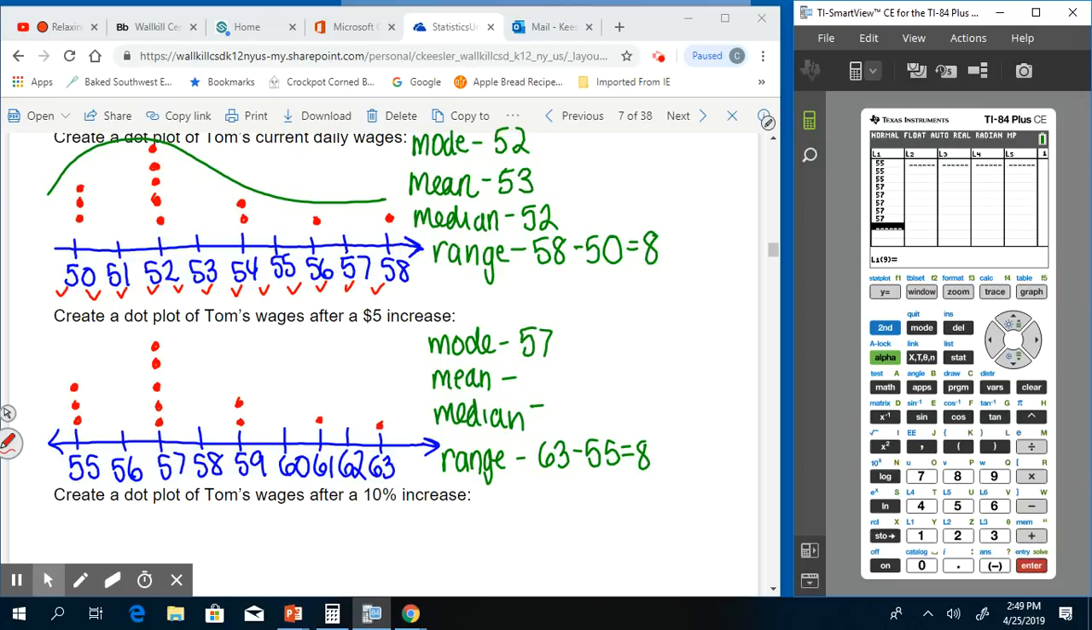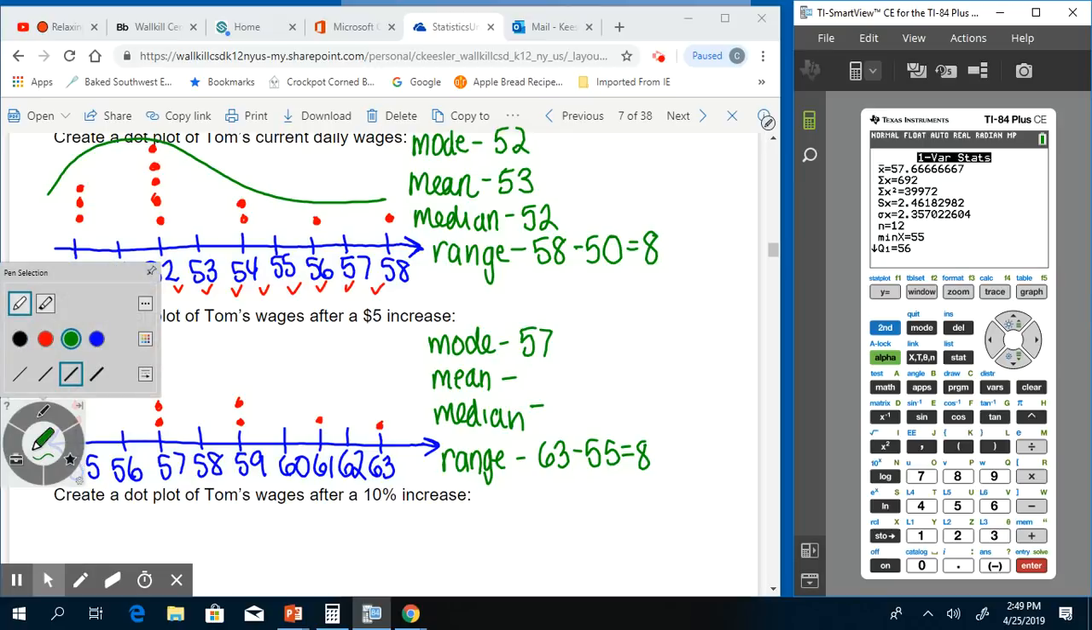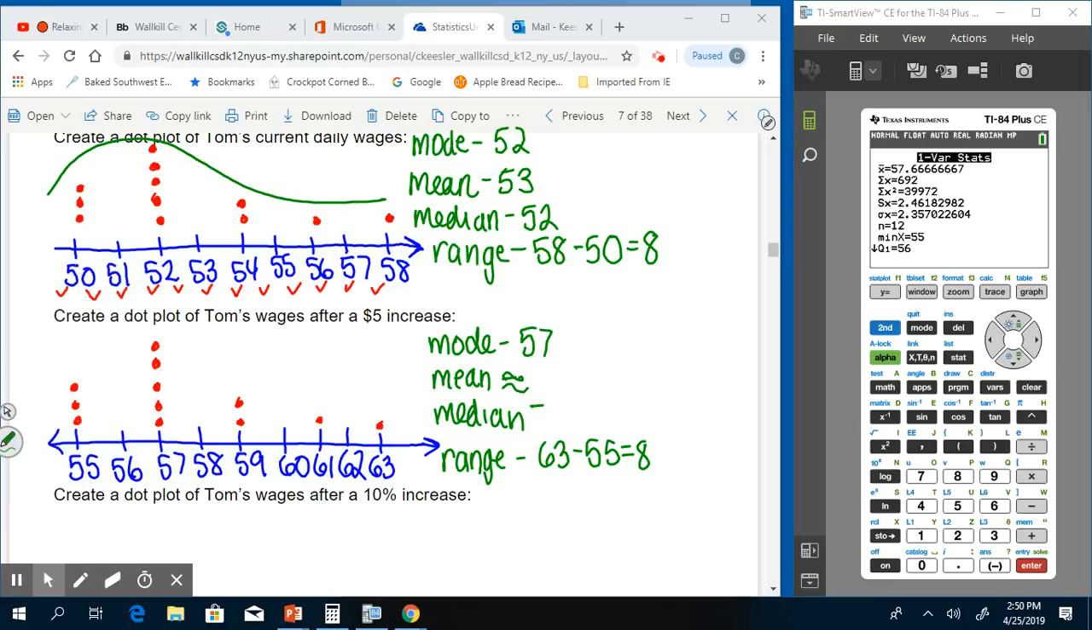Then I have 59 twice, 61 and 63. Pull up our stat, go over to calc, and enter, enter, enter, enter. And there we have a mean, which is about 58, which, notice, 53 plus 5 is 58, and a median of 57.